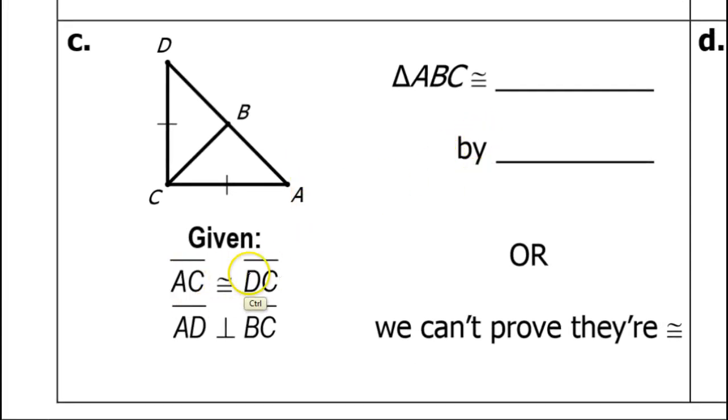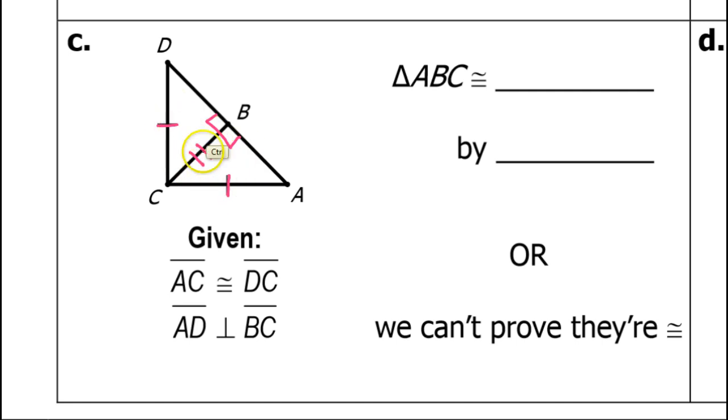Okay, AC is congruent to DC. Boom and boom. AD is perpendicular to BC, which means that these are right angles, 90 degrees. And then we also have the shared side that we can mark as congruent for both triangles.